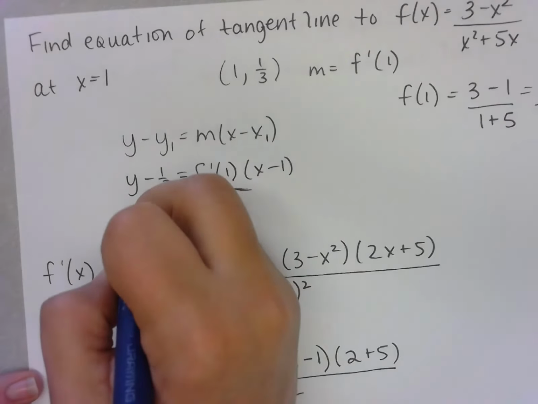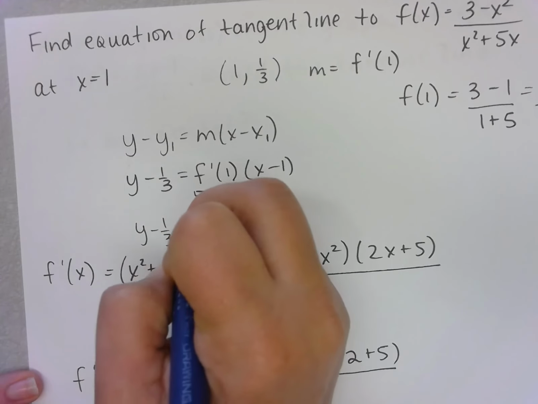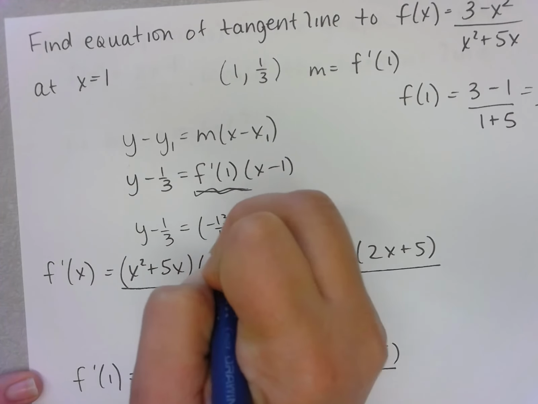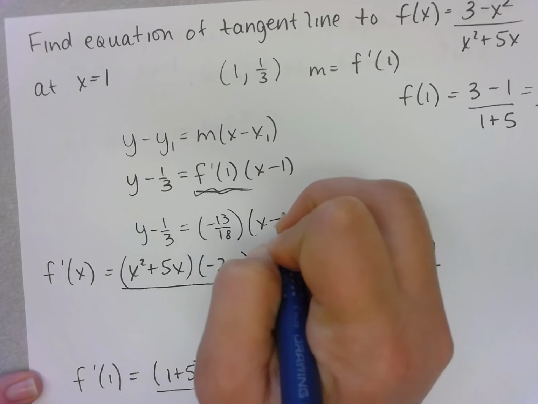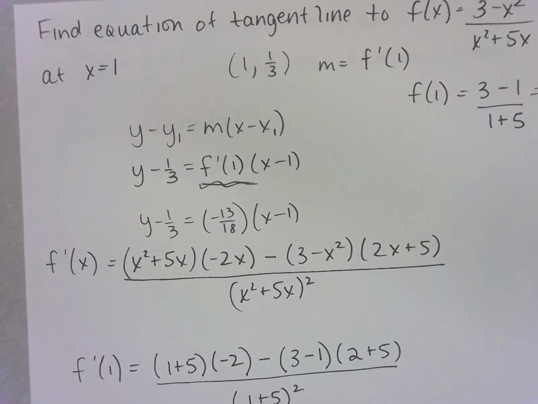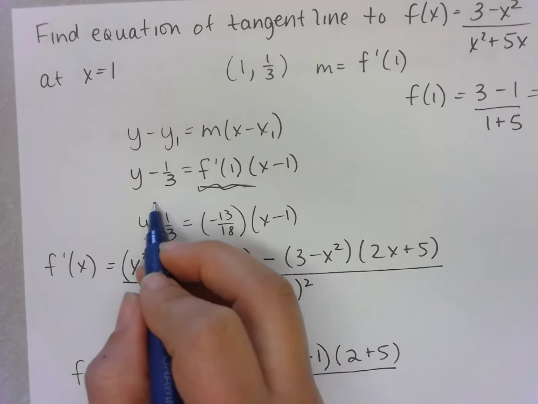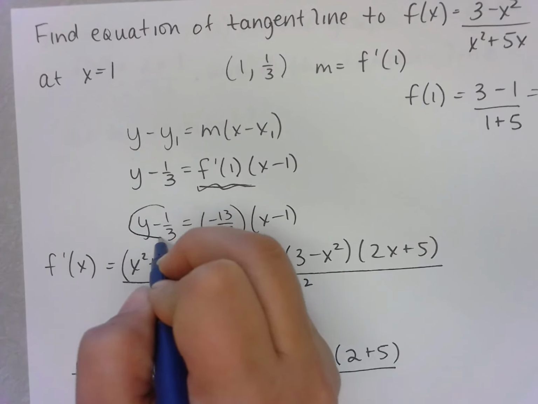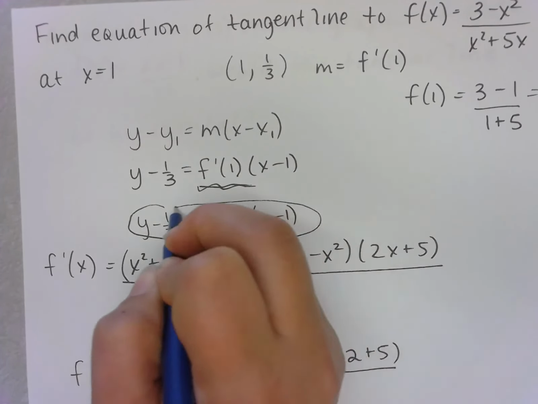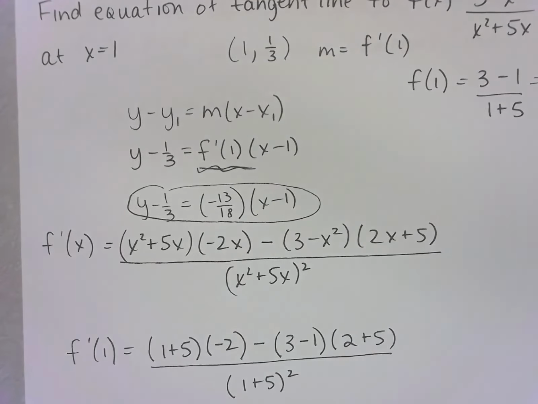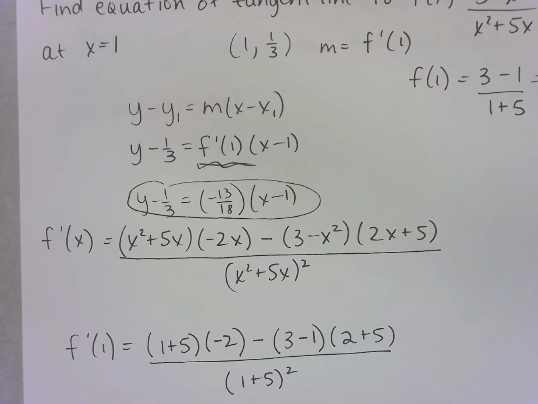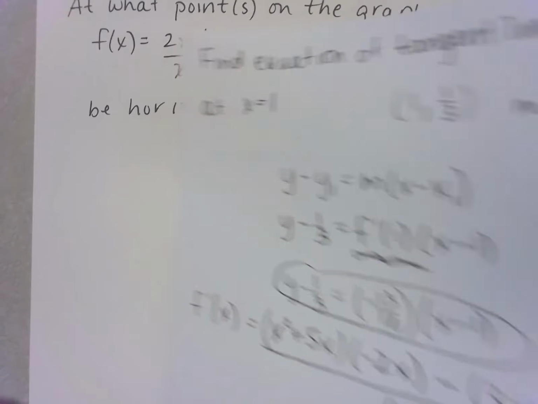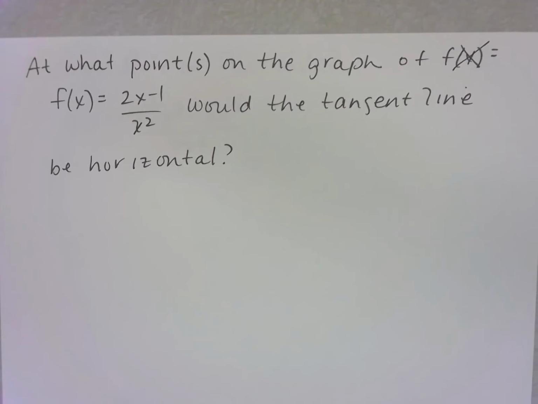So in my last step I have y minus a third equals negative 13 over 18 times x minus 1. I didn't really need parentheses around this piece, but this is my equation of my tangent line. Right? That's why point slope is just beautiful, because I don't even have to combine any fractions or anything. Alright, so one more example.